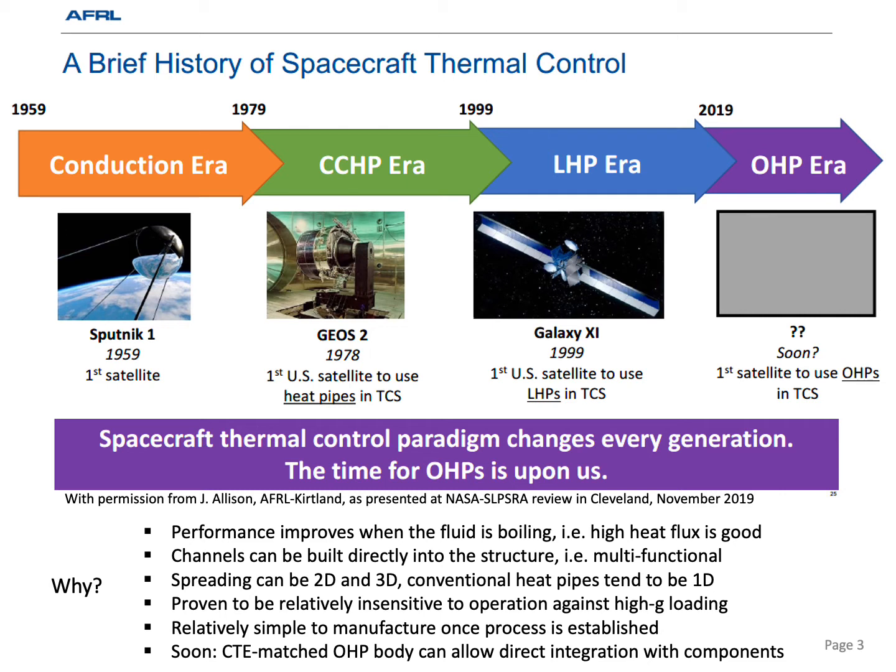OHPs have been proven to be relatively insensitive to operation against gravity, even under multi-G environments, so the operation of the system during 1G testing of the spacecraft is less of an issue than it is with today's heat pipe systems. Finally, they are relatively simple to manufacture once the processes are established.